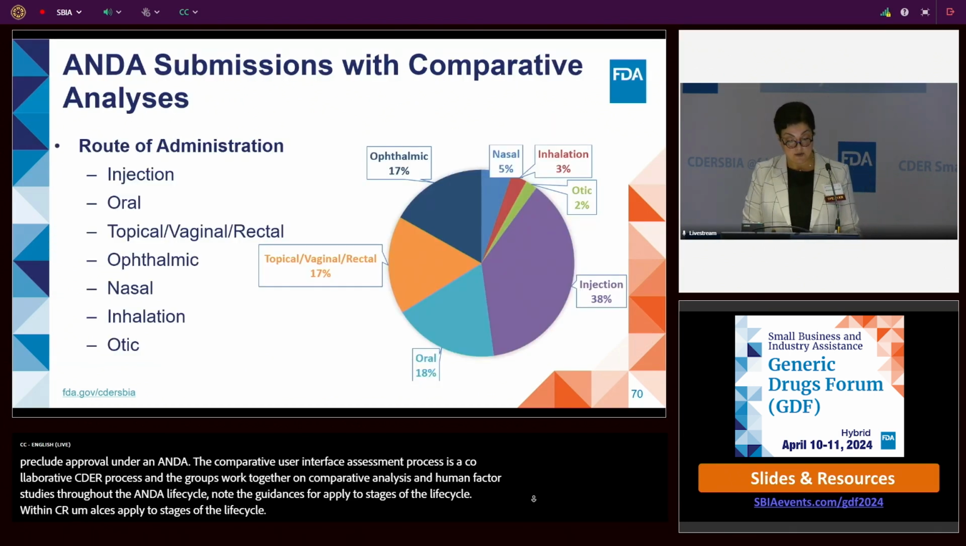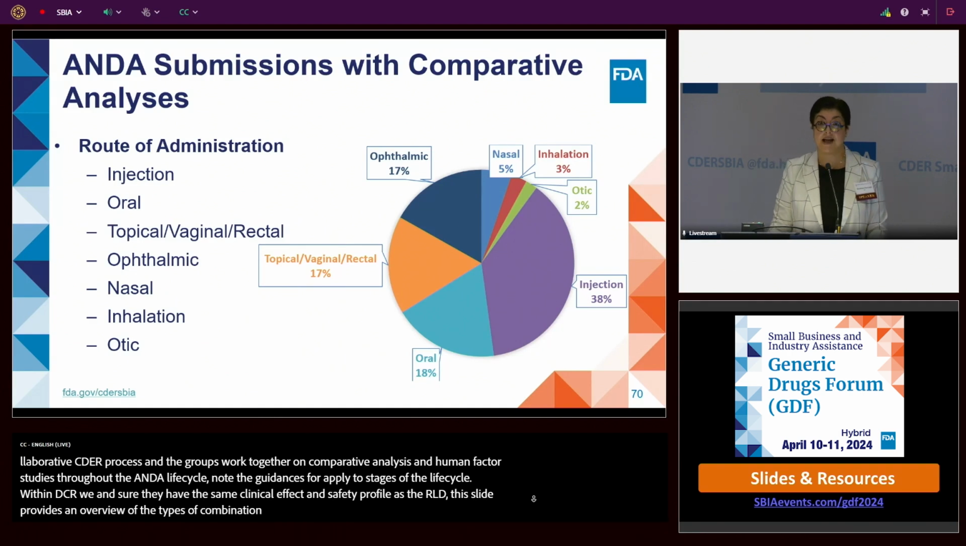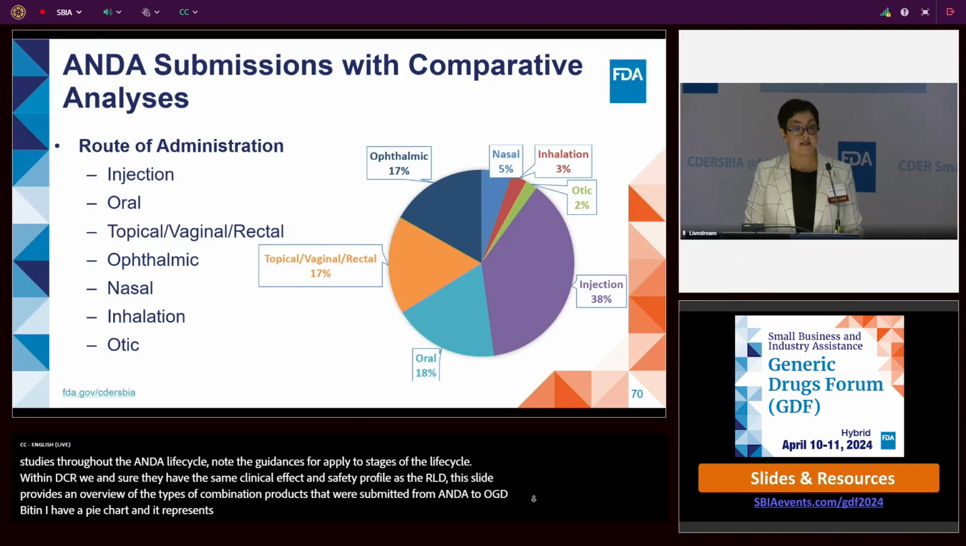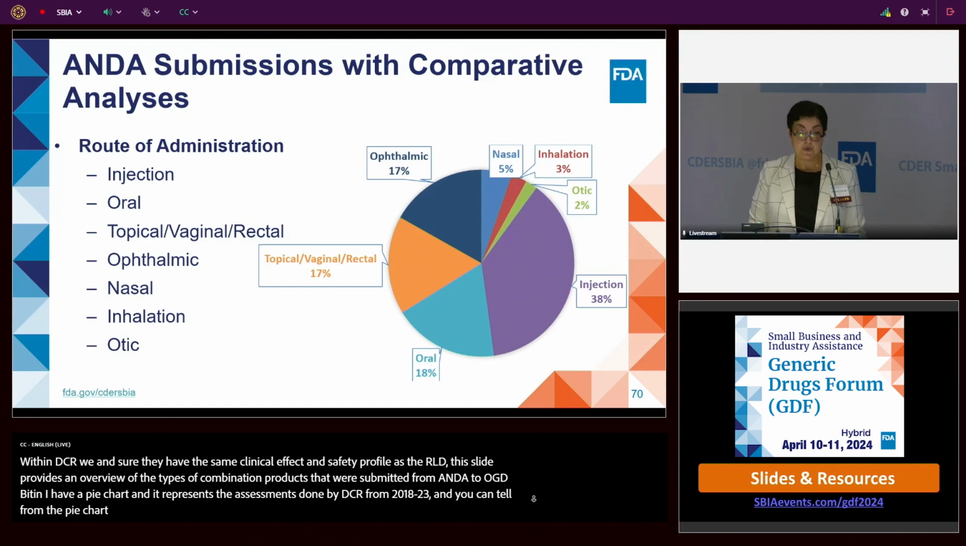This slide provides an overview of the types of combination products that were submitted in ANDAs to OGD. And just like Dr. Dugas, I have a pie chart as well. My chart represents the CA assessments done by DCR from 2018 to 2023. As you can tell from the pie chart, injectable and oral products make up over 2/3 of the combination products submitted under the ANDAs.